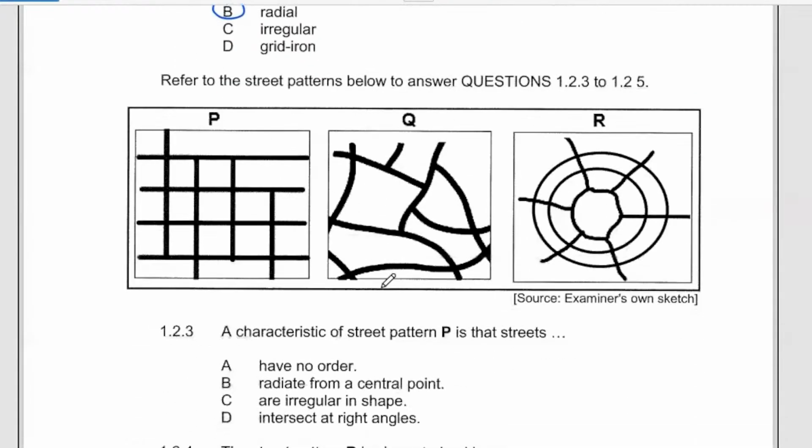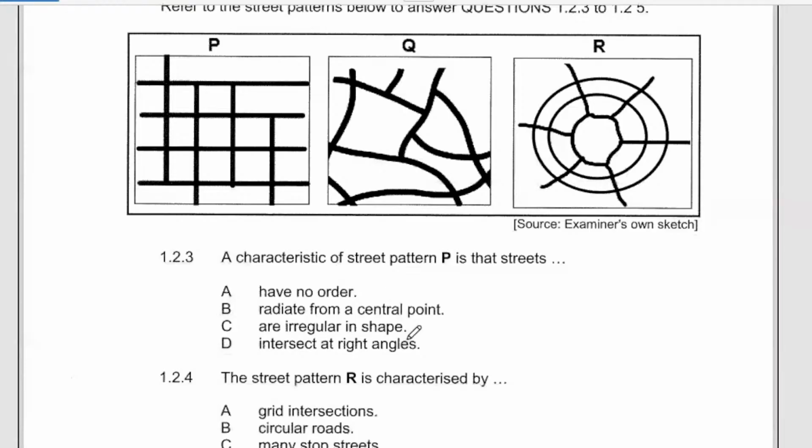P, Q, and R, we are analyzing those patterns. A characteristic of street pattern P, if we check P, is that streets intersect at right angles. I think you can see the intersections are right angles. They intersect in a right-angled way.